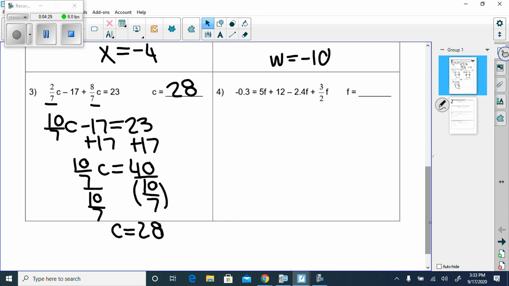All right, number 4. What should I be combining on number 4? So I got a 5f, a negative 2.4f, and a 3/2 f. I can put all that in my calculator. What's it going to give me? Good. So I've got negative 0.3 is equal to 4.1 f. And then we have plus 12 on the ends. Okay, then what should I do?